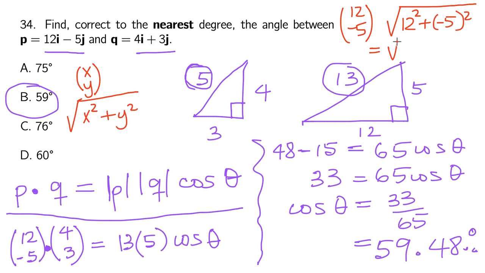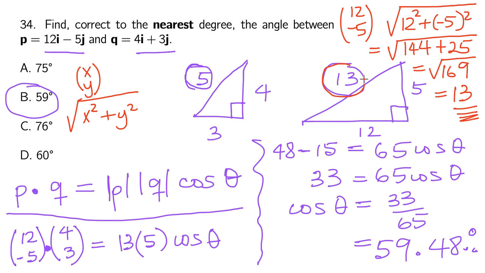and this is equal to the square root of 12 squared is 144, plus 5 squared is 25, so 144 plus 25 is 169, and the square root of 169 is 13. So that's the same thing we got here, but you can avoid this long calculation by memorizing these two triangles. They occur so frequently that you just have to know them.